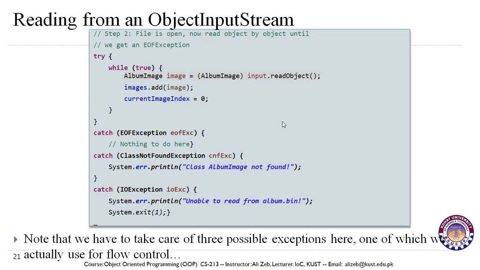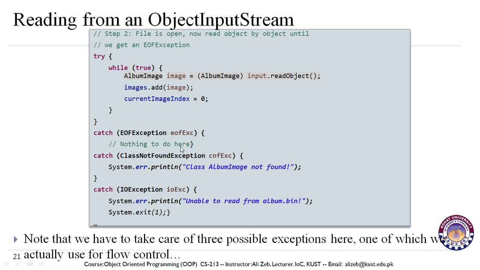Reading from an object input stream, we use the while loop as long as there are objects in our file. We keep reading those objects, and we keep storing them one by one in this object of our album image class, and then we keep adding those to the images object. You should note that we have to take care of three possible exceptions here, one of which is actually used for flow control.